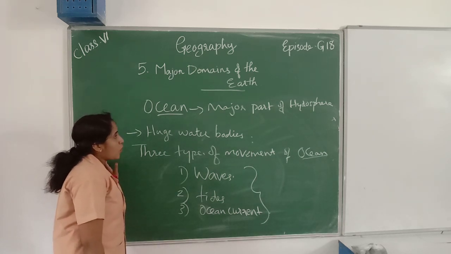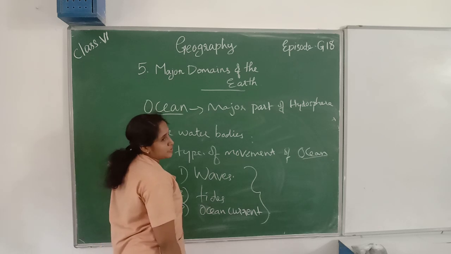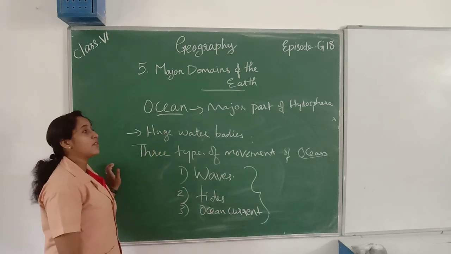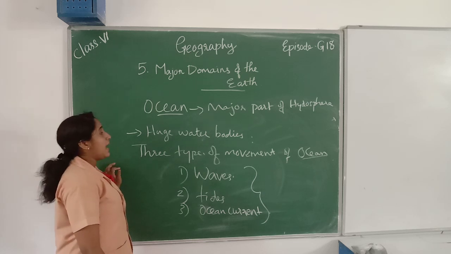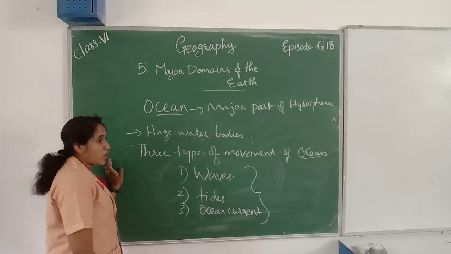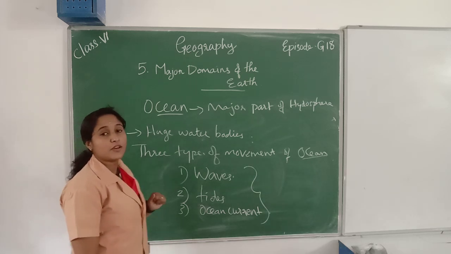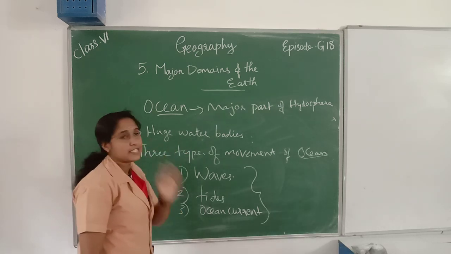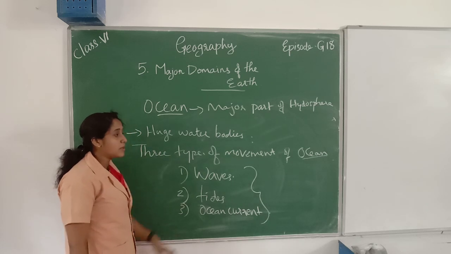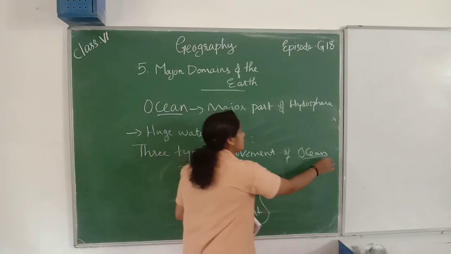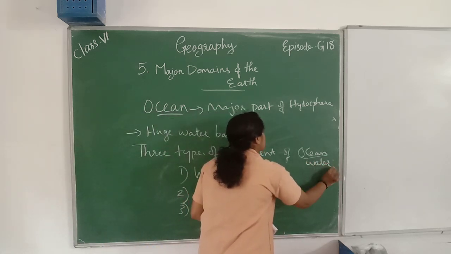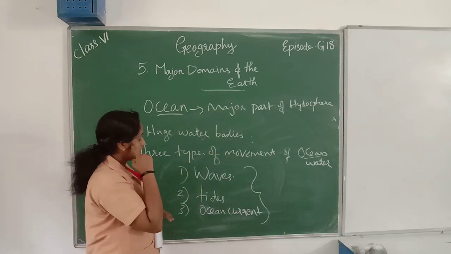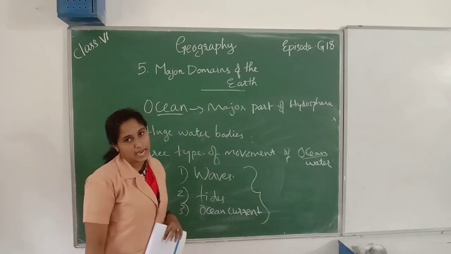So what do you mean by ocean? The major part of the hydrosphere consists of oceans, and huge water bodies are called oceans. Ocean water is always moving. We have three types of movement of ocean water. First one is wave, second one is tides, and third one is ocean current.